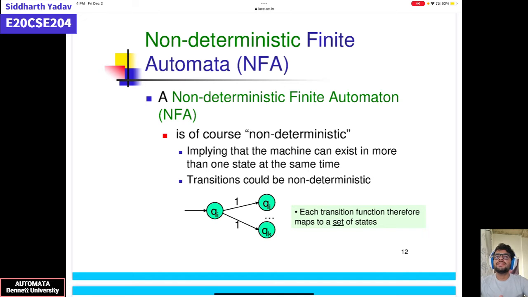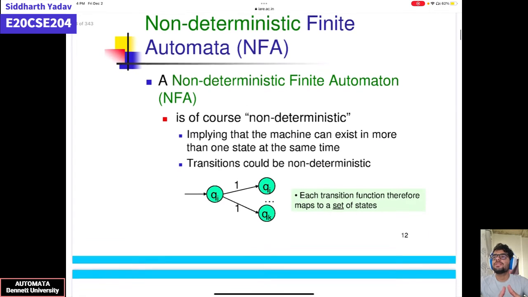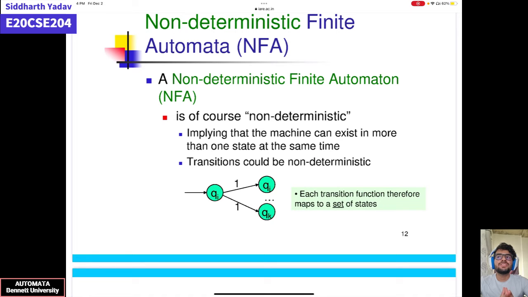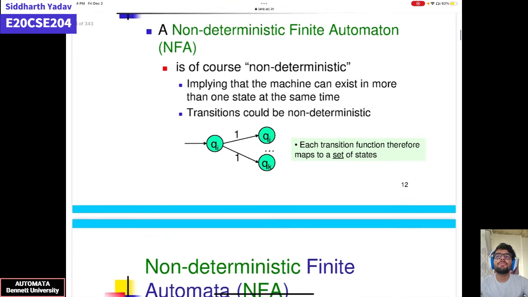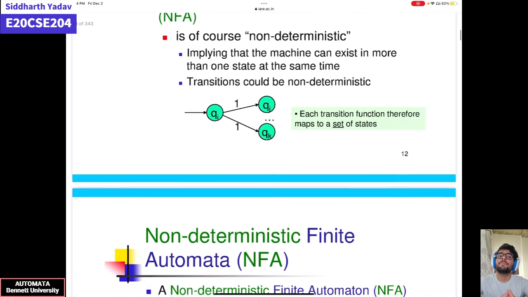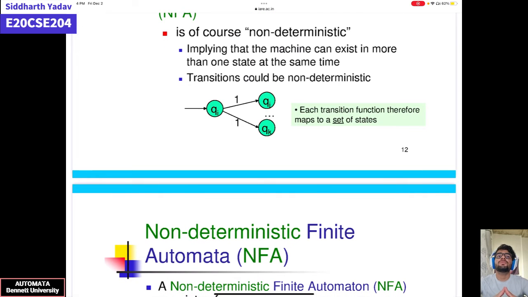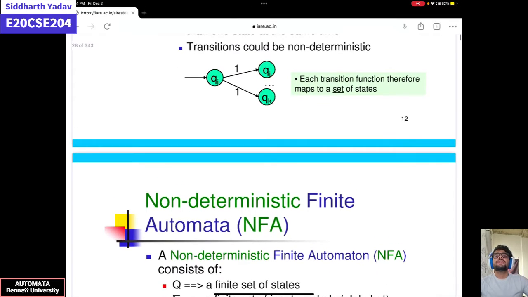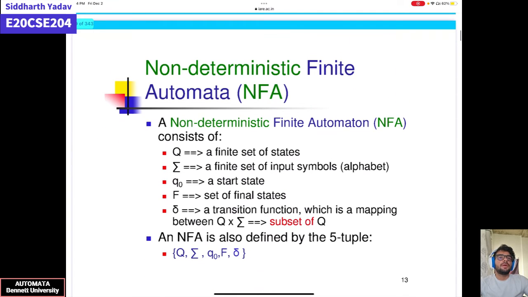Let's start with non-deterministic finite automata. The term non-deterministic implies that the machine can exist in more than one state at the same time. A transition could be non-deterministic: from Qi on 1 it can go to Qj or Qk. It can go both ways. It is a non-deterministic finite automaton.